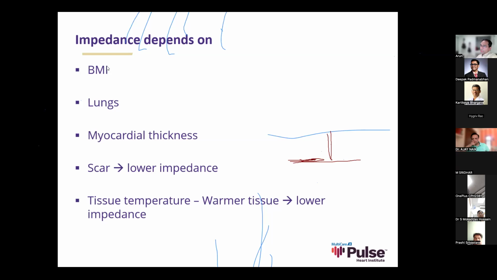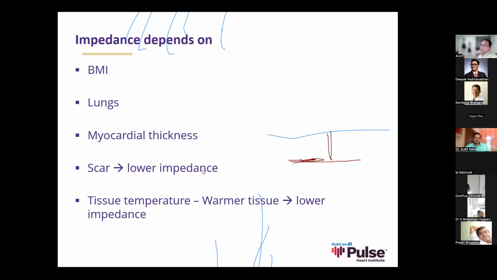Impedance depends on a lot of different factors. It depends on the BMI of the patient, how big the patient is, the lungs, how much volume is inside the lungs, and myocardial thickness. Scar can lead to lower impedance. Tissue temperature matters too: warmer tissue leads to lower impedance. So there are a lot of things that affect impedance.